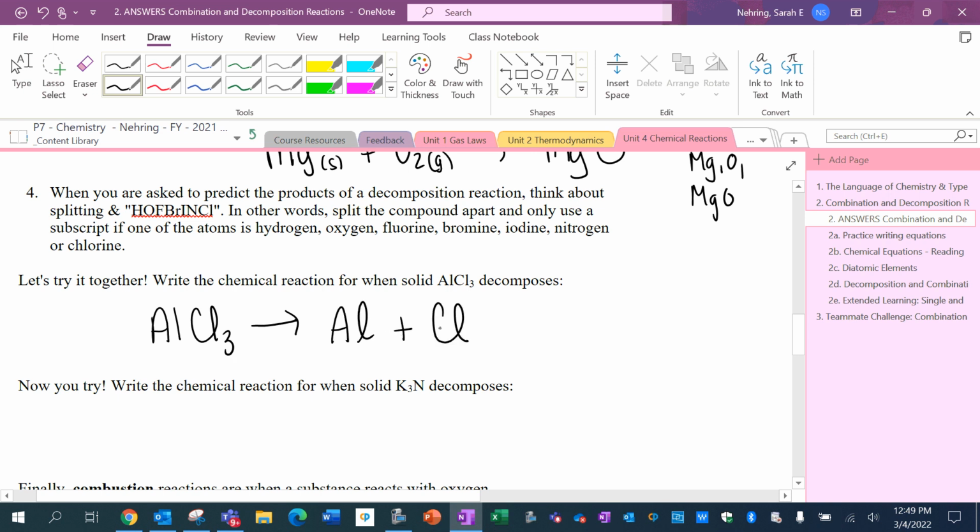So first I'm going to just write down the symbols of those elements. So I've got aluminum and chlorine. And then I'm going to go back and actually I'm not going to do this in cursive because I think that threw off people before. Okay, I won't use cursive. Al and Cl. Okay.